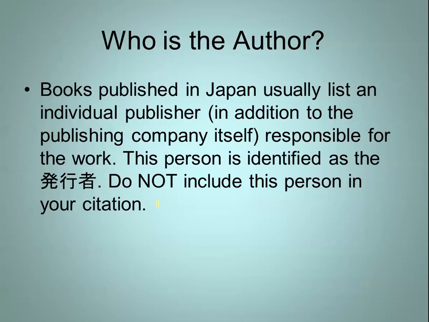Books published in Japan usually list an individual publisher, and that person's name will often be followed by these kanji, okay? Ignore that person's name. Don't include that person in your citation. That's not the author. That is the publisher. And sometimes that information is included in an English language colophon also, but I think more commonly we see it in the Japanese colophon.